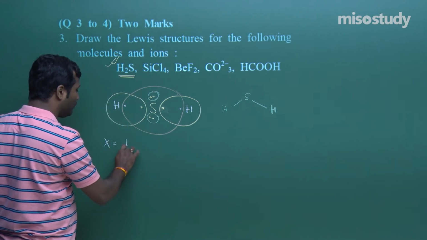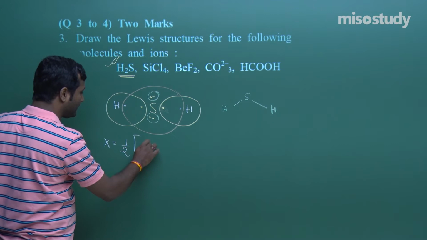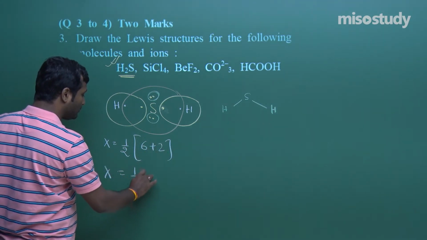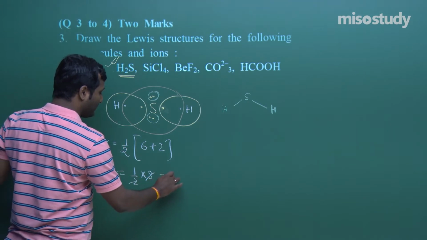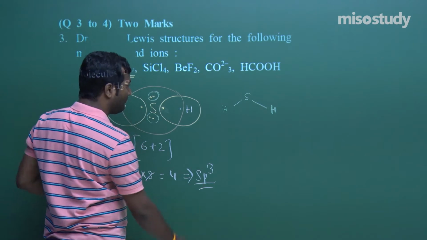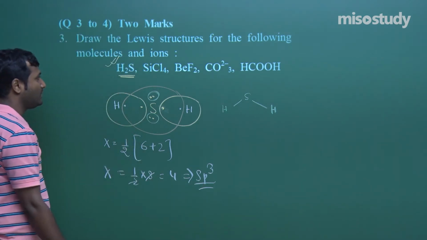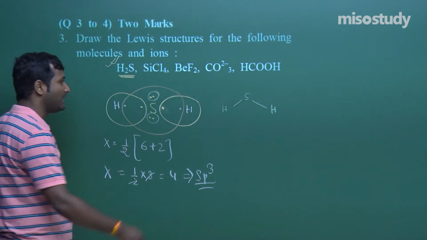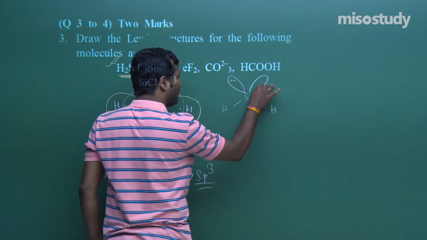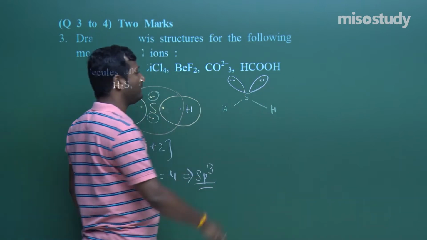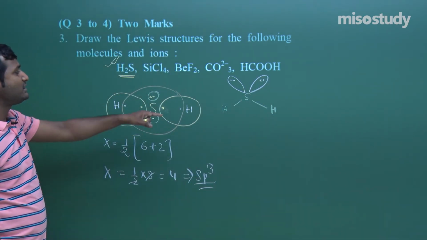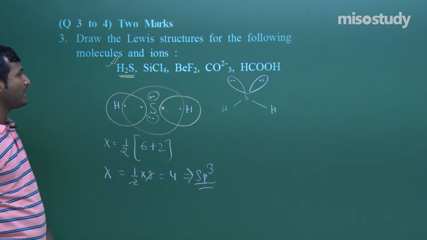X is equal to 1 by 2, valence electrons is 6, monovalent atoms is 2, X is equal to 1 by 2 into 8, that is 4, that is sp3 hybridization. The bond angle should be 109 degrees 28 minutes, but due to the presence of lone pairs of electrons, it will not have a tetrahedral shape. It will have a bent shape due to the lone pair repulsion.